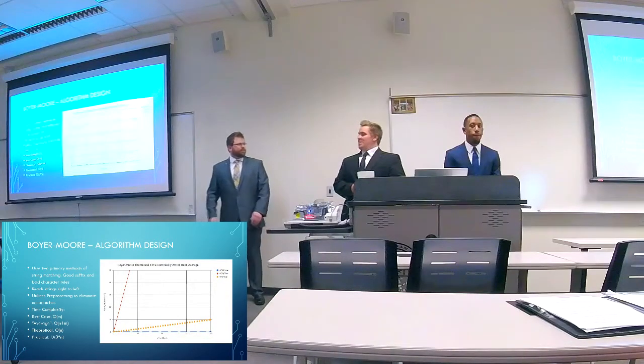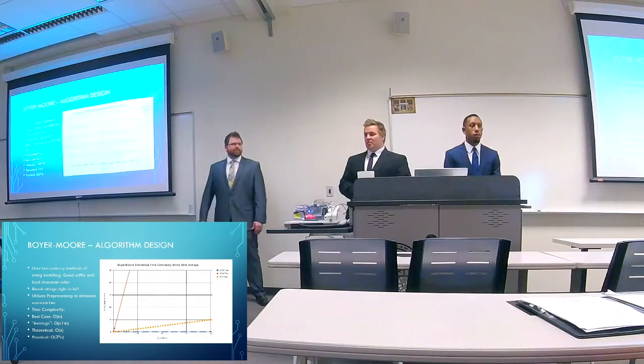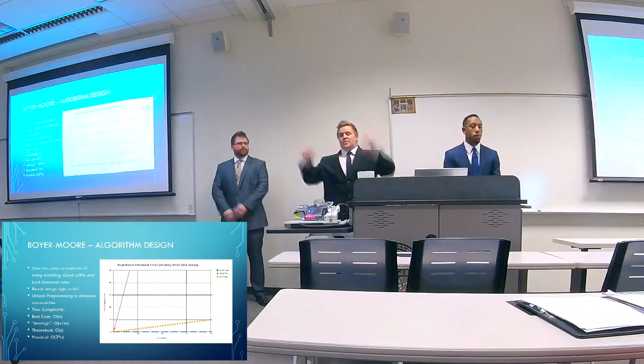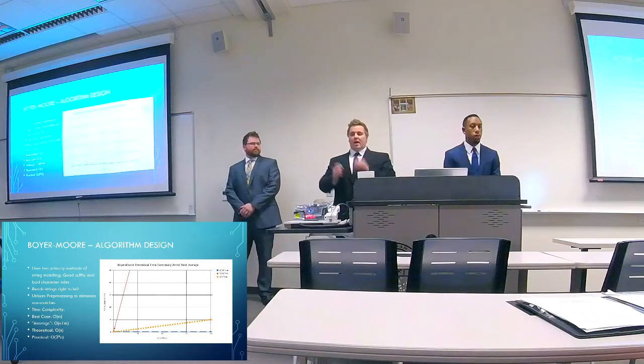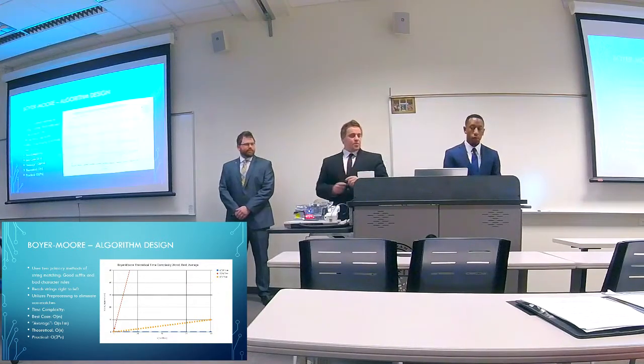Yes, so Boyer-Moore, this is a combinatorial approach. That means there's multiple rules of the algorithm. The first one is called the good suffix rule. And the good suffix rule searches through the target DNA right to left and finds pieces of it that are a match to the sequence you're looking for. And then it shifts and aligns into an array.